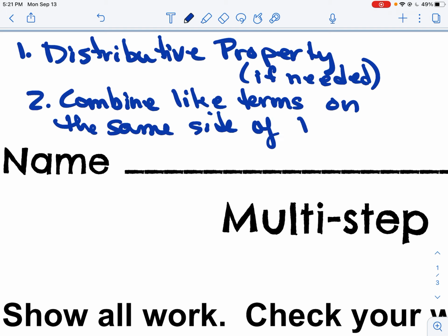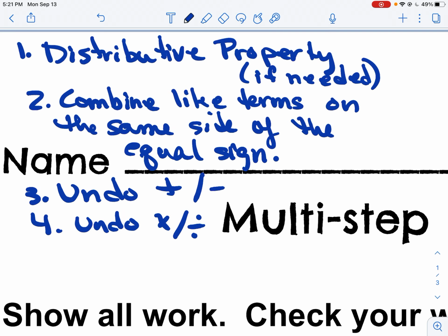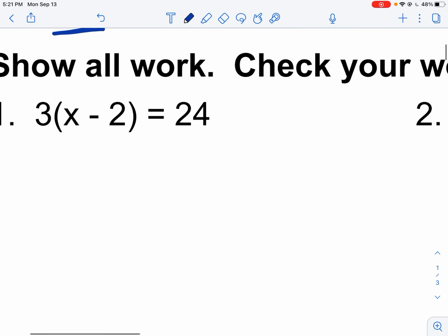On the same side of the equal sign. And then undo addition or subtraction, undo multiplication or division, solve. Check your work. Okay, so here we go.